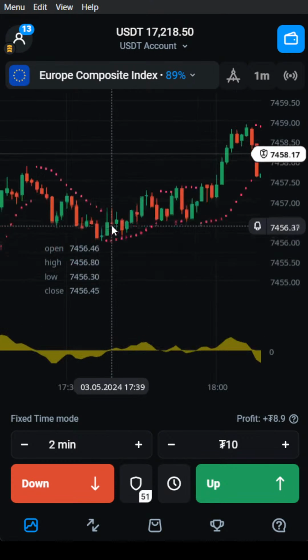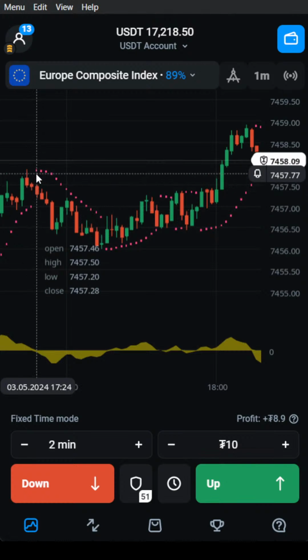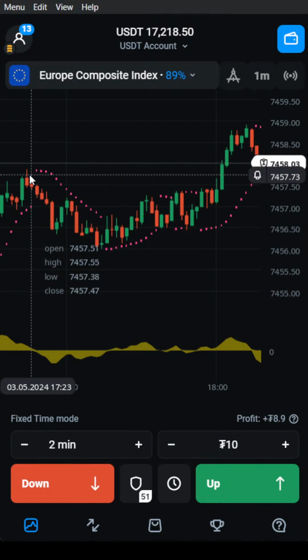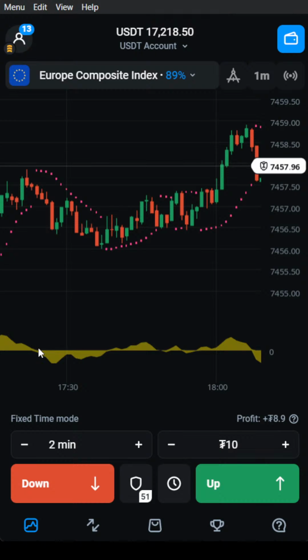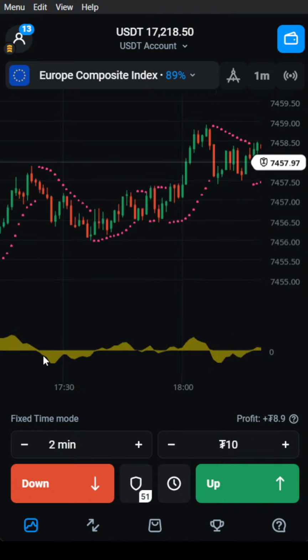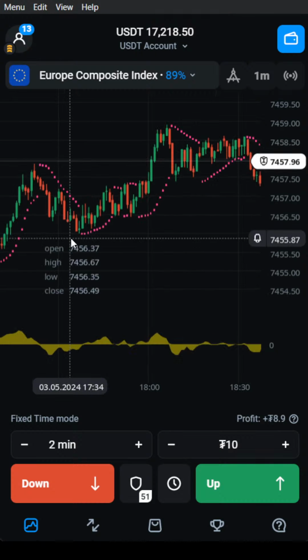In the same way, when we see that the parabolic is above the candle, the color of the candles is red, and the MACD is going below the zero line, that is the time that we make a 2 to 3 minutes down trade.